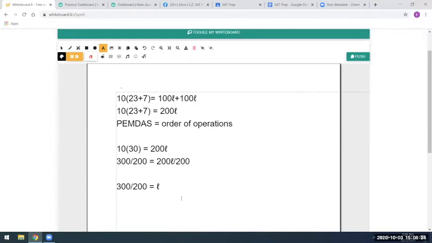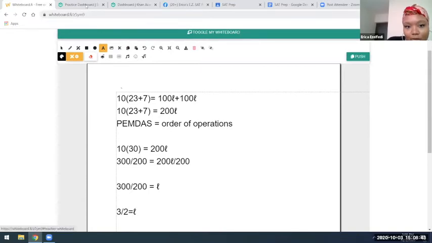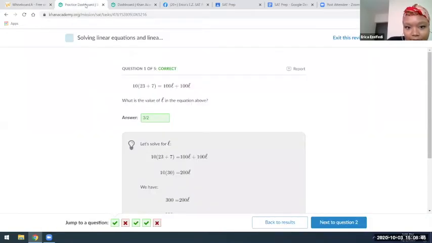Both of the numbers are divisible by 100, so we can simplify them into 3/2. Yep. 3/2 equals L. So that is our answer.